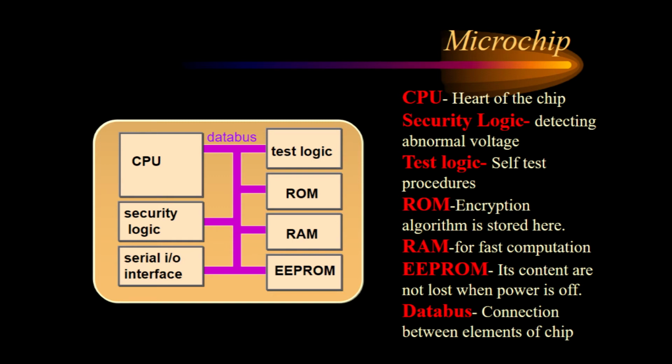EPROM is used to store information which is going to be changed all the time, and its content is not going to be changed after power off.